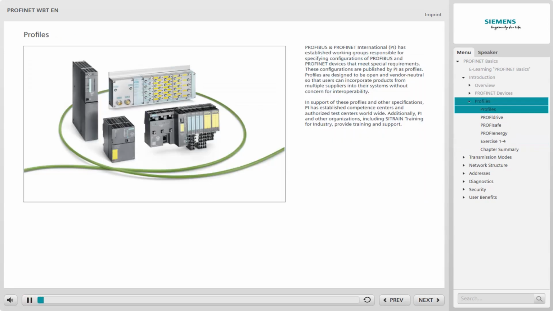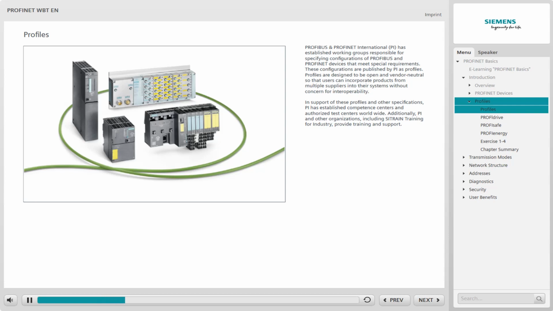Profibus and PROFINET International (PI) has established working groups with representatives from a number of companies. These working groups are responsible for specifying configurations of Profibus and PROFINET devices that meet special requirements. The specifications covering these configurations are published by PI as profiles.